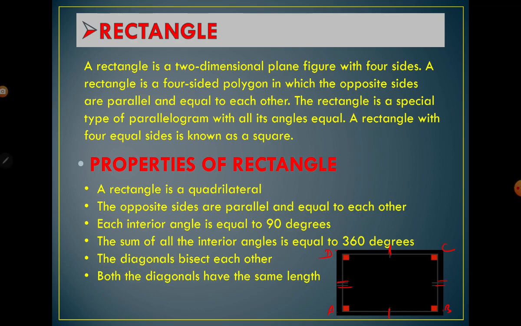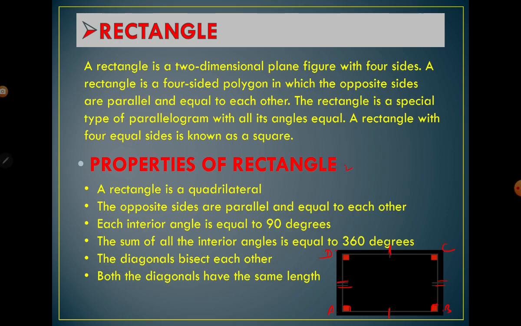Okay, this property holds. Then the rectangle is a special type of parallelogram with all its angles equal. So all angles are 90 degrees. And a rectangle with four equal sides is also a square. If that rectangle has all sides equal, then that rectangle will be a square. Otherwise it is a rectangle if only opposite sides are equal.